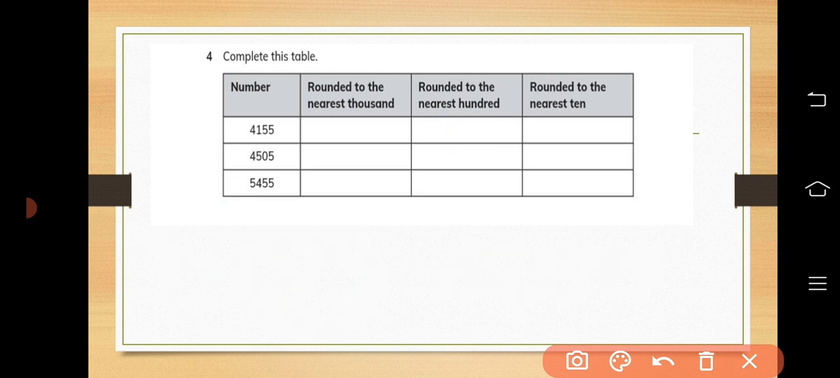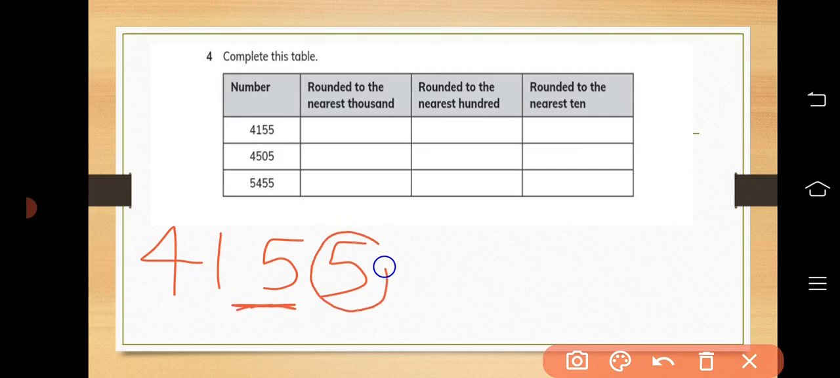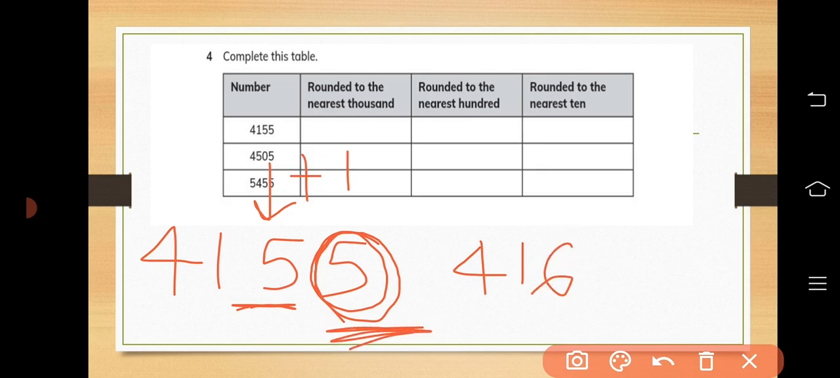Now move on the next, round it to the nearest 10. Nearest 10 means that you have to underline this value and circle the next value, right side value. Now this is 5, so it means that you have to round up. So now this 41 remains the same. You have to add 1 on this value. This 5 becomes 6, and the remaining values become 0. So the approximation answer is 4160.